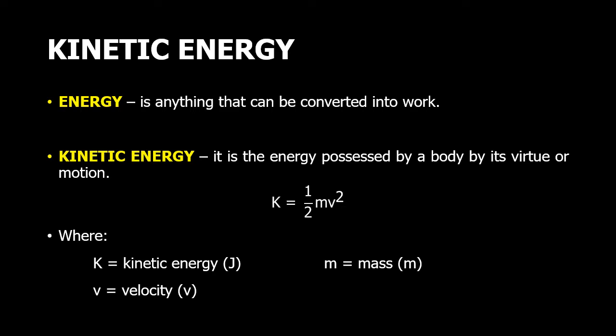So for kinetic energy, we have our formula here, 1/2 mv squared, where K is equal to kinetic energy, which also has a unit of joules, v for velocity, and the unit for velocity would be meter per second. And our mass would be kilogram.